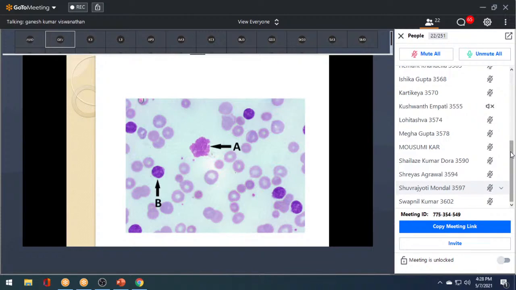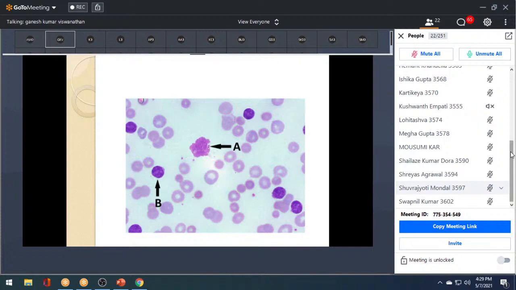Again, you can see a cell here. This is what we call a smudge cell. This smudge cell is basically the nucleus of the lymphocyte. Lymphocytes have fragile cytoplasmic integrity. So when you make a smear, because of pressure, the cytoplasm is stripped away and the nucleus gets smeared over the cell. So this is characteristic.